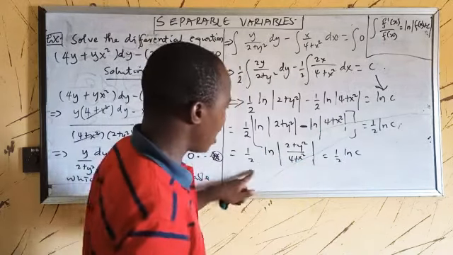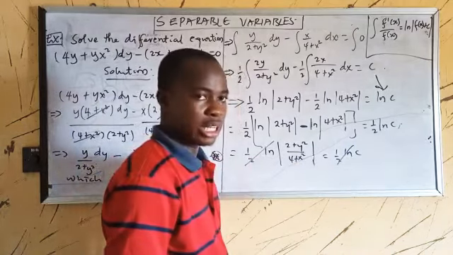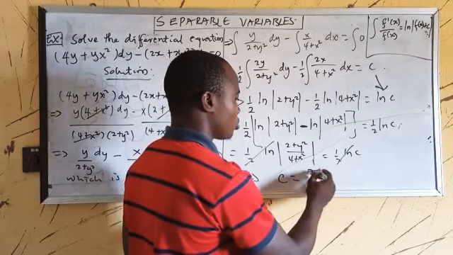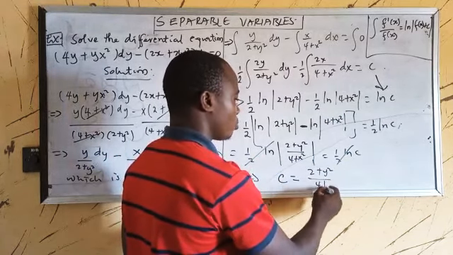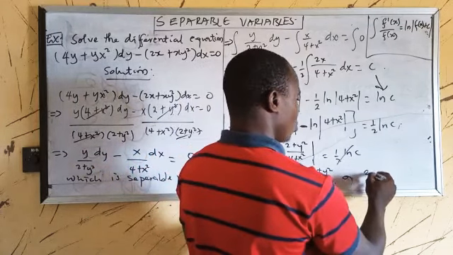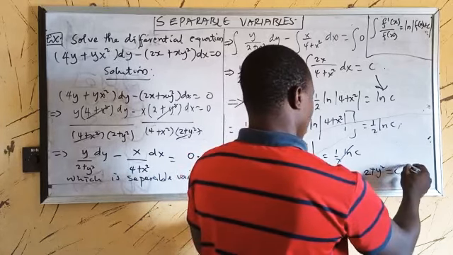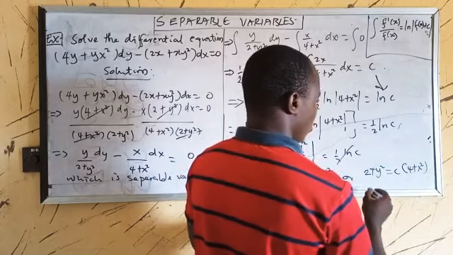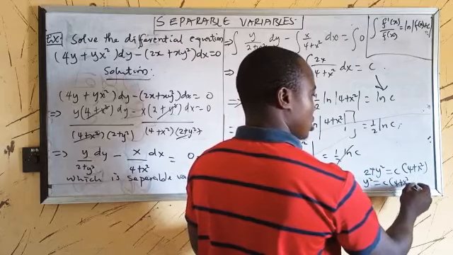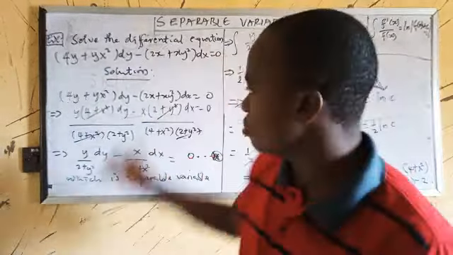You can see we have half ln here, we have half ln here. Automatically, this and this cancel. So we have c equals (2 + y²) over (4 + x²). Or we can put it in this form: 2 + y² equals c times (4 + x²), where y² equals c(4 + x²) minus 2. That is the solution to the problem given to us.